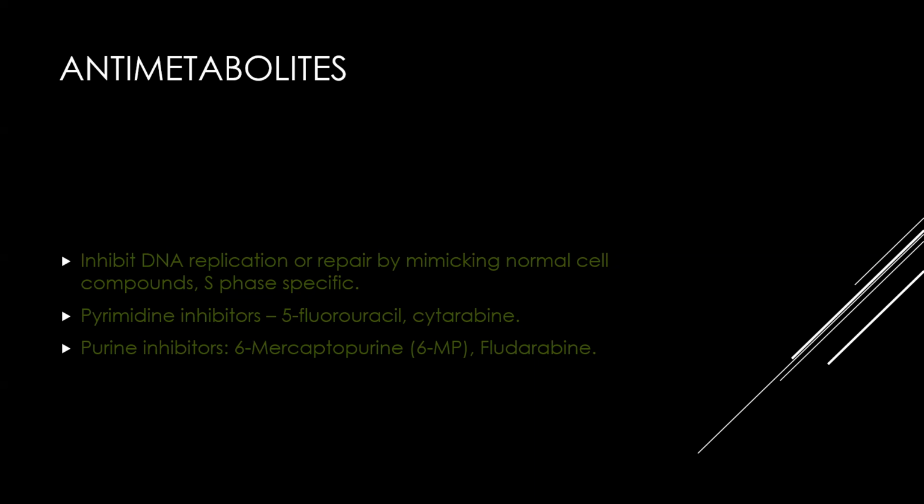Even in these antimetabolites, we have pyrimidine inhibitors and purine inhibitors. The examples of the pyrimidine inhibitors are 5-fluorouracil or cytarabine. And the examples of purine inhibitors are 6-mercaptopurine or fludarabine.